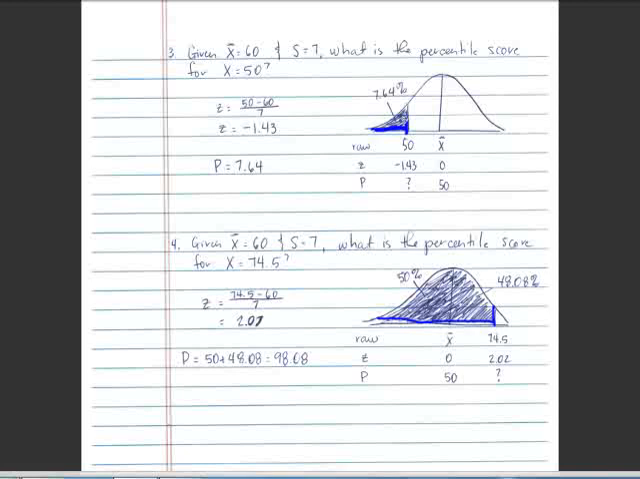All right, the last type of problem, again, it's really similar to the one above, except it's on the right-hand side of the distribution. X bar equals 60, S equals 7. What is the percentile score for X equals 74.5? All right. So again, we know we are given the raw score. We're looking for the percentile score. We've got to change the raw score to a z-score, and then the z-score to a percentile score. So 74.5 minus 60 divided by 7 gives us a z-score of 2.